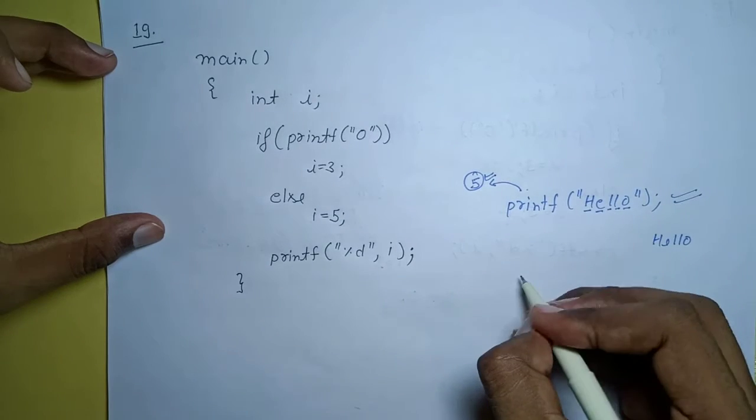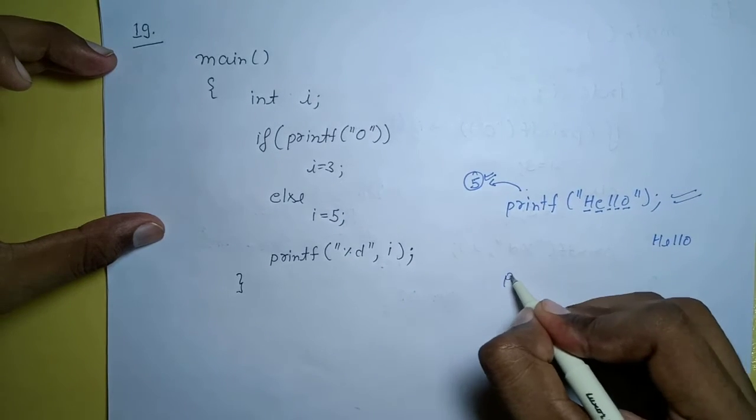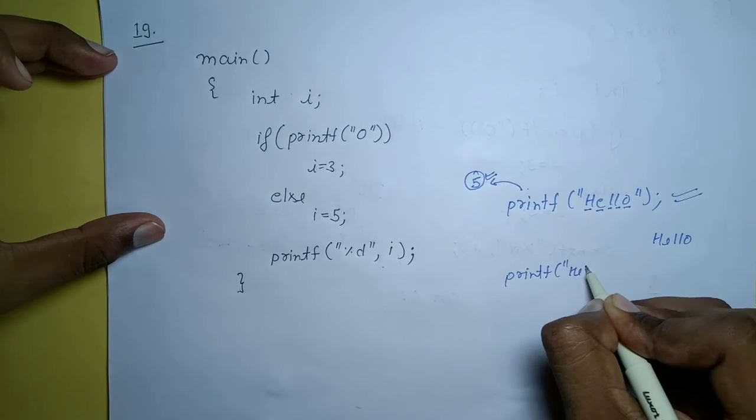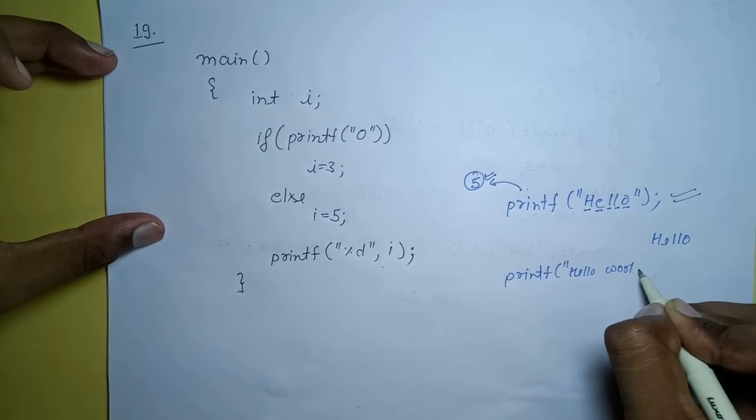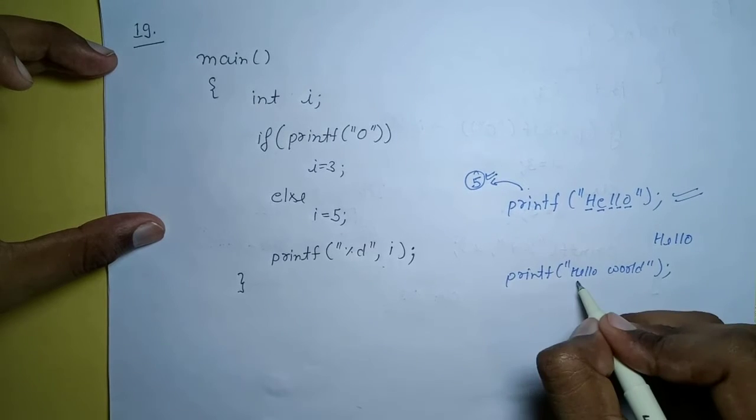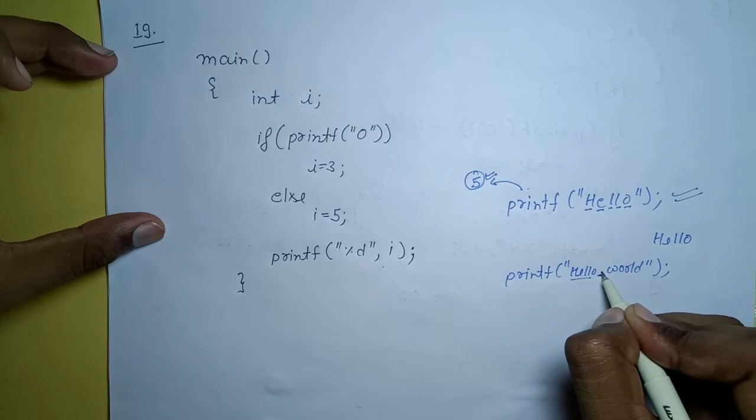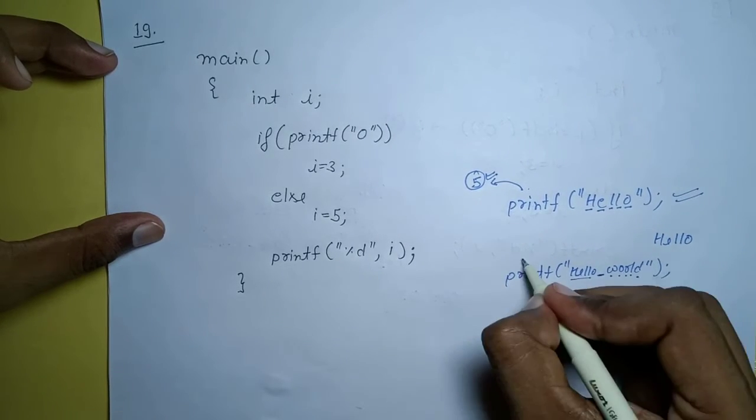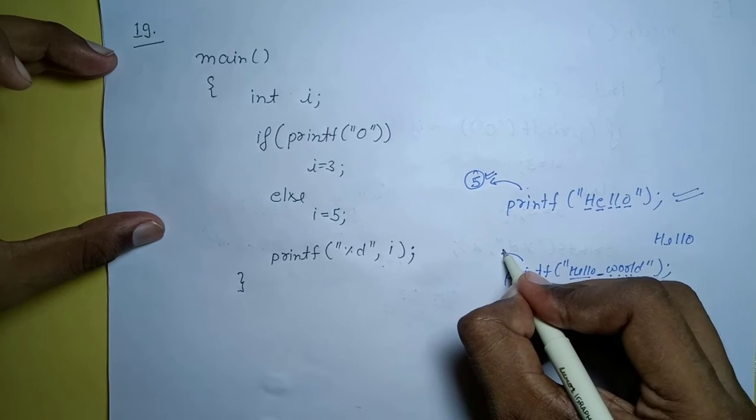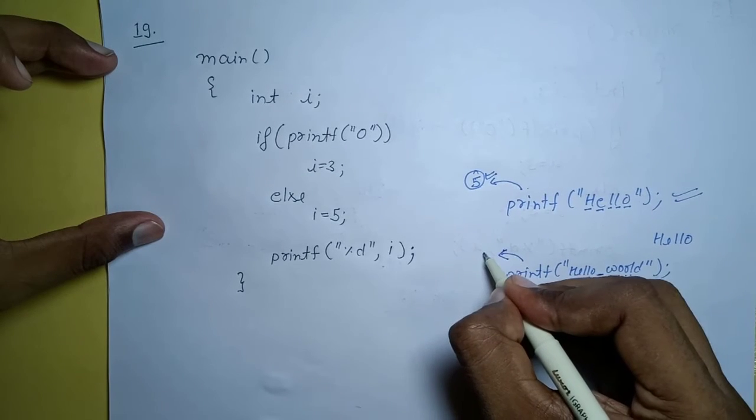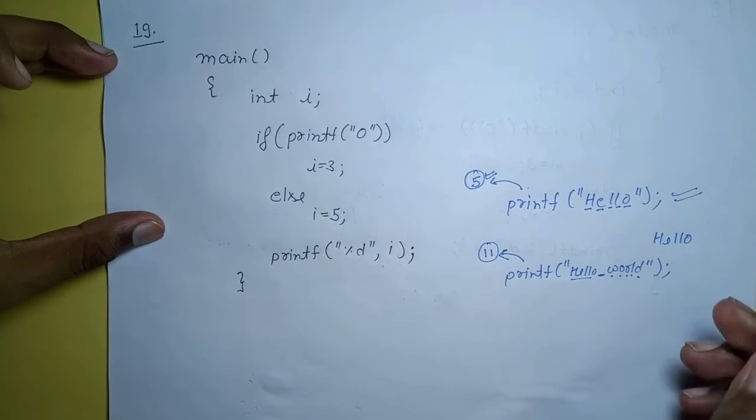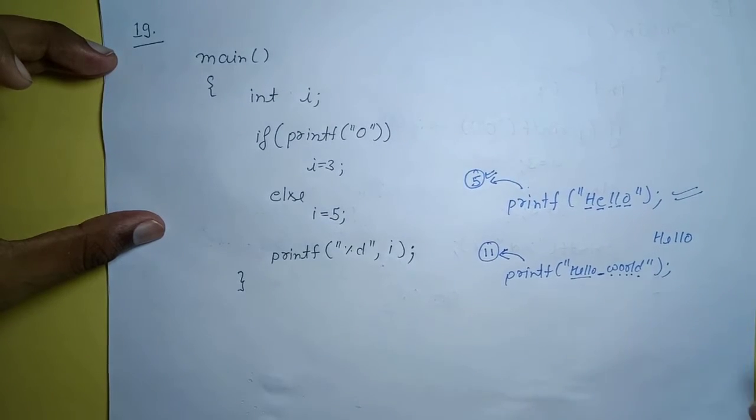Let's see another example. If we are printing printf hello world, the number of characters is 5, then one space character makes 6, 7 8 9 10 11. So the printf function returns the value 11, which is of integer type, because it prints 11 characters on the output screen.